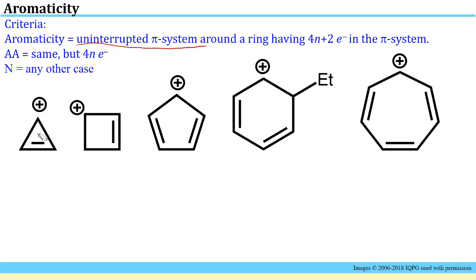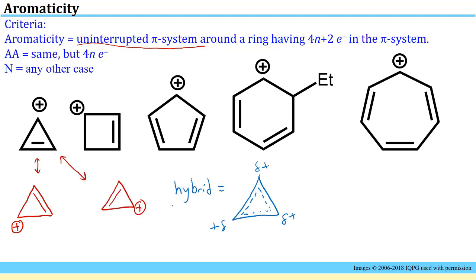So in this first compound, for example, we can draw a resonance contributor that looks like this, and upon doing so, we see that these two atoms in the ring already have pi bonds going to them in the initial structure, and in our additional resonance contributor we have pi bonds here. So if we were to draw a resonance hybrid, we would have a hybrid that looks like this, where there's pi bond character in each of the three positions around this triangle-shaped ring. Now that means that we have an uninterrupted pi system around the ring.